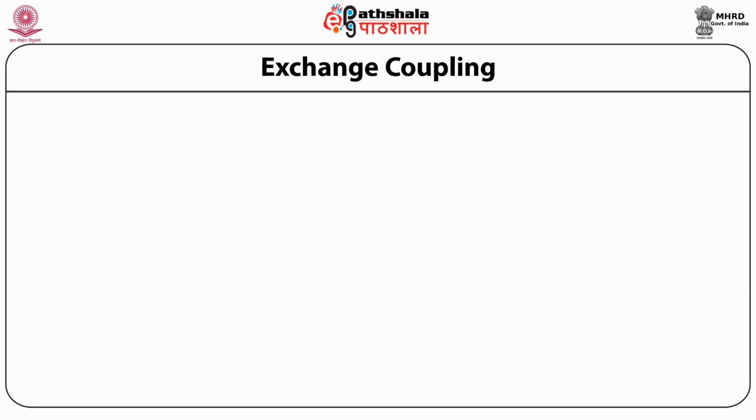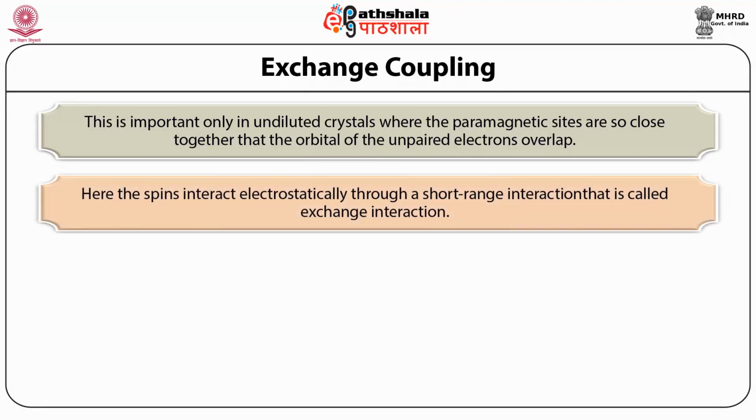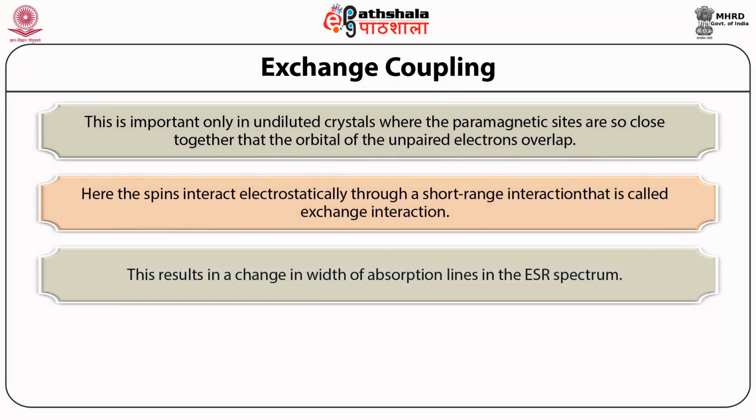Talking about the exchange coupling, this is important only in undiluted crystals, where the paramagnetic sites are so close together that the orbitals of the unpaired electrons overlap. Here the spins interact electrostatically through a short-range interaction that is called exchange interaction. This results in broadening of the width of absorption lines in the ESR spectrum.